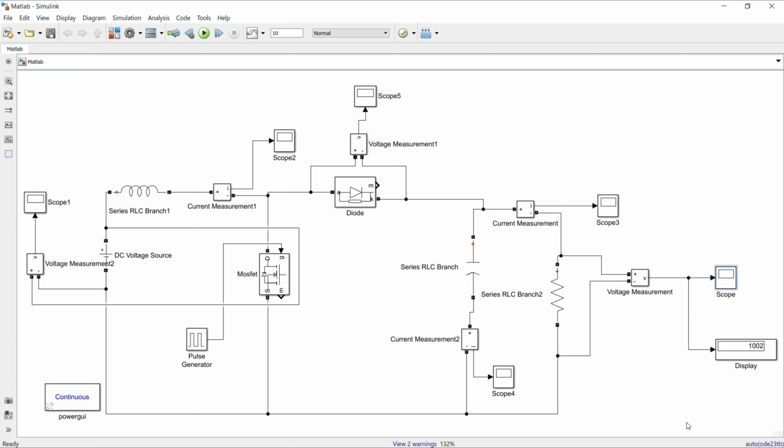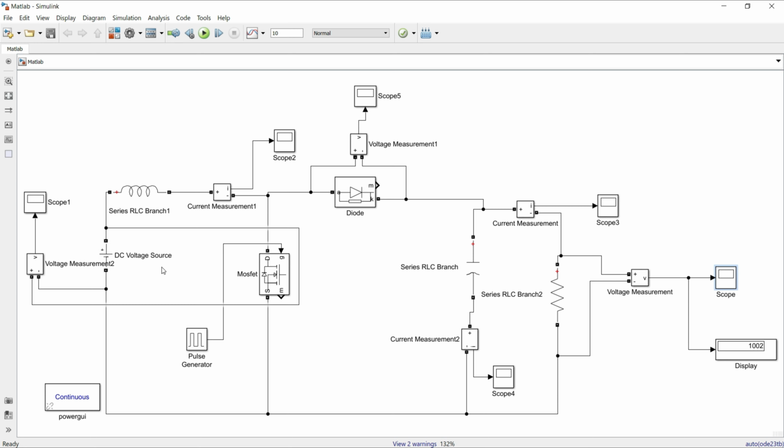Here is another circuit. This is a boost converter which is boosting the voltage from 12 to 1000 volts. This circuit has two modes. In mode 1, the switch, here we have used an electronic switch called a MOSFET, is closed. In this, only the source and an inductor remain in the circuit, so the inductor starts getting charged.